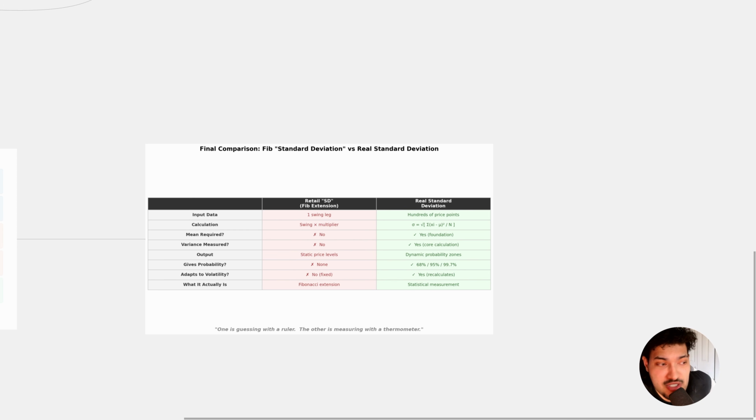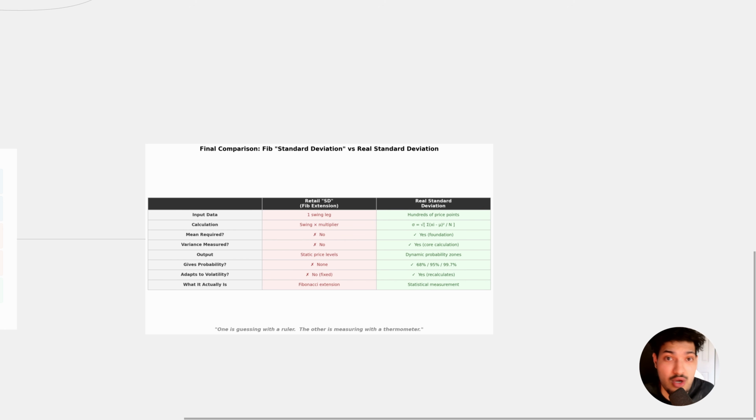Okay, let's just look at these side by side one more time, right? On one hand, you have what the internet calls standard deviation, which is just a Fibonacci tool with custom settings anchored around a swing leg, and it just gives you random levels that you're marking out. These levels sometimes work, they sometimes don't. That's fine, right? If it works for you, keep using it. Just don't listen to me. I guess I just don't know what I'm talking about. But you know what it exactly is now.